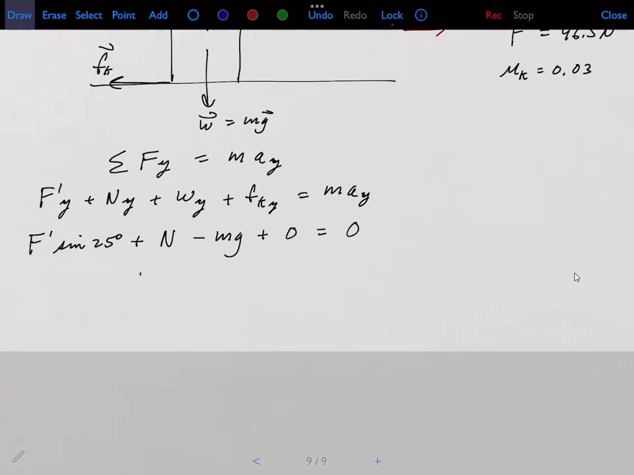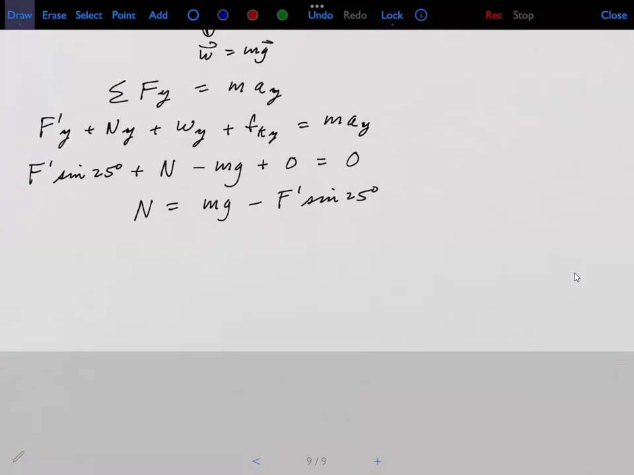So again, N is going to be mg minus F prime sine of 25. And why do we need to know that? Because now Fk is equal to mu k times N. So this is going to be mu k mg minus mu k F prime sine of 25. Okay, so I needed to figure out the normal force. So I had to look at Newton's second law in the y direction so I could figure out the normal force, which allowed me ultimately to plug in here to figure out Fk, the magnitude of Fk.